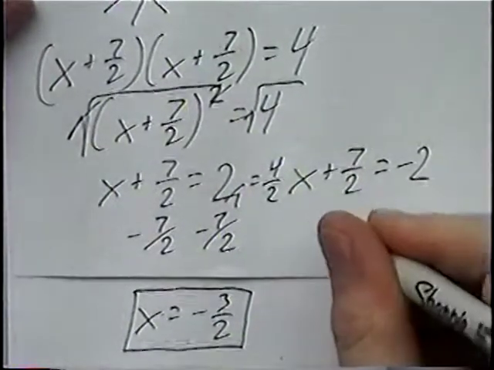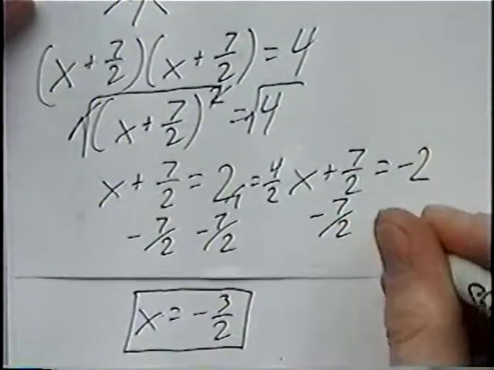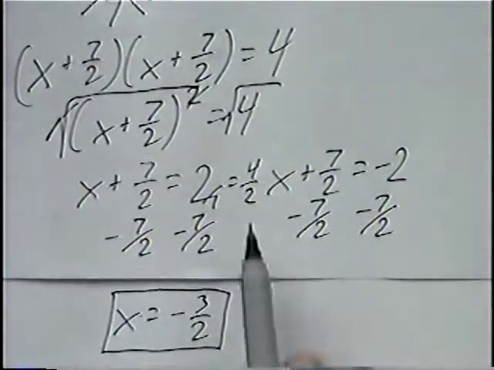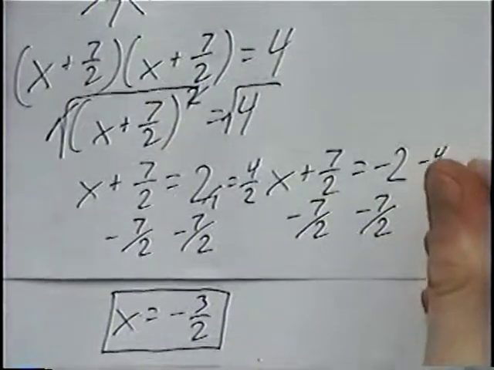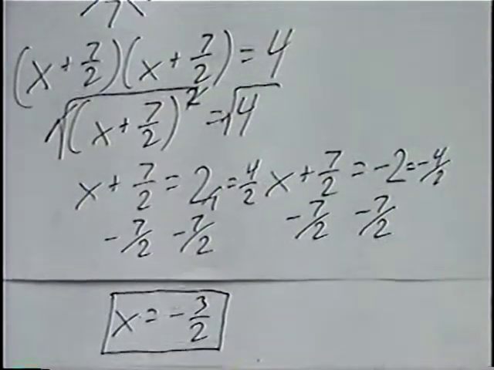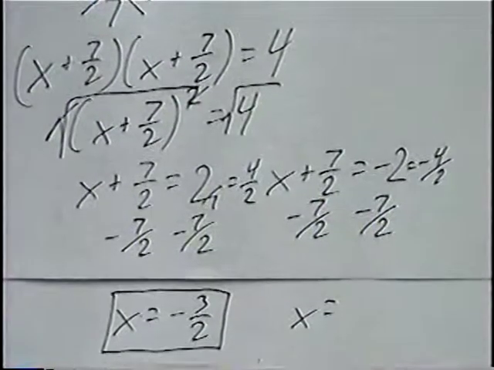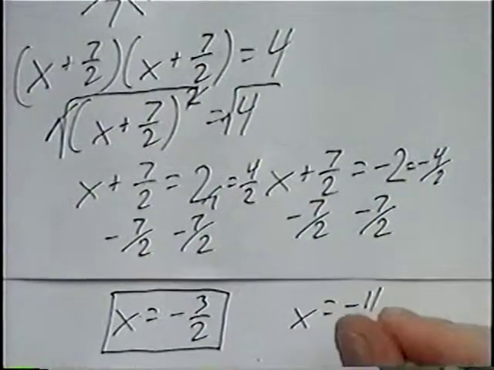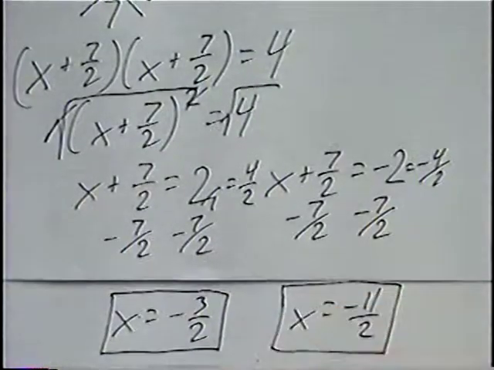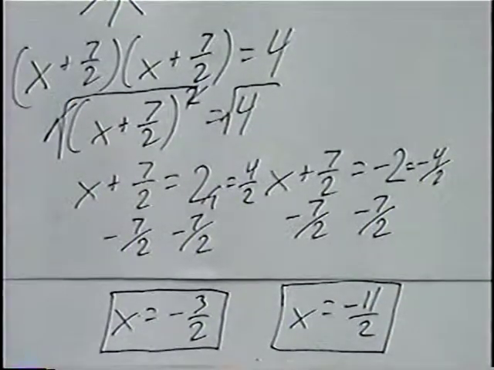The second equation, we can subtract 7 over 2 on both sides. This equation we have negative 2, so that would be negative 4 over 2. Negative 4 over 2 minus 7 over 2, our second answer would be negative 11 over 2, or negative 11 halves. And those would be the answers to the equation.